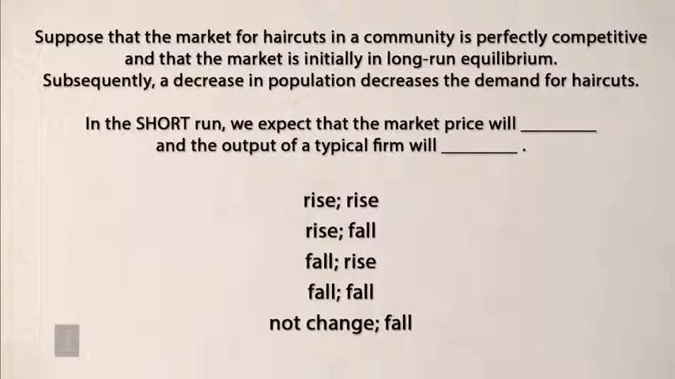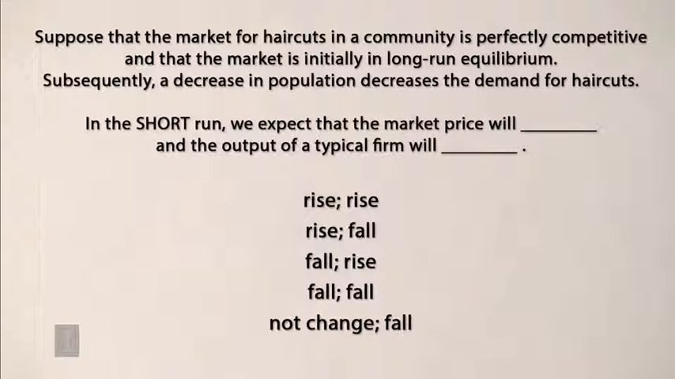So let's do a couple more examples so you can use this model. Let's switch from barbecue sandwiches and talk about something that is not so appetizing. Let's talk about haircuts, right? So suppose that the market for haircuts in a community, could be your community, is perfectly competitive, and that the market is initially in long-run equilibrium, right? So that means long-run equilibrium means that companies are making zero profits.